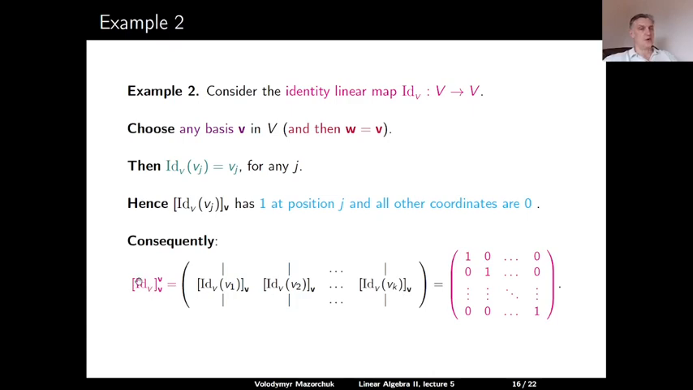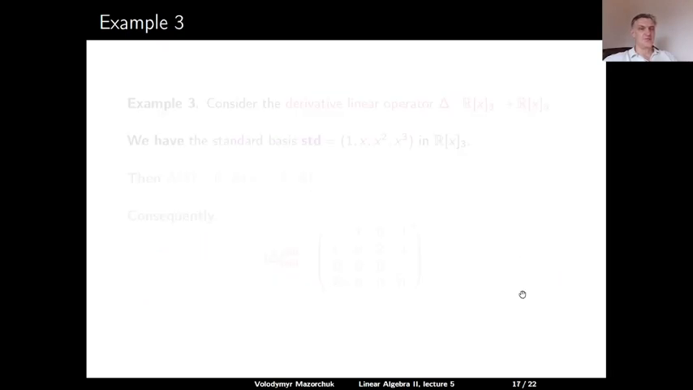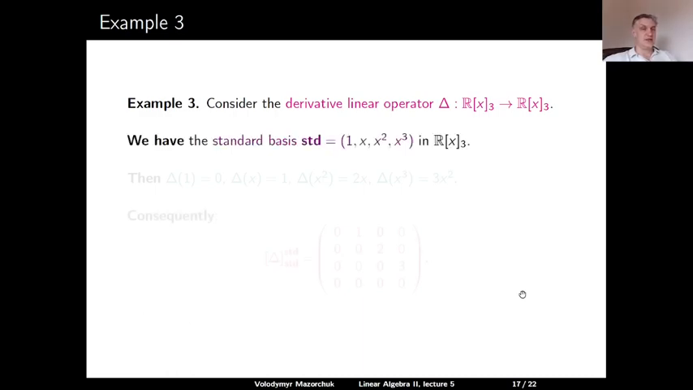So the matrix of the identity linear map in any basis is the identity matrix. Example 3. Consider the derivative linear operator from the vector space of all polynomials of degree at most 3 to itself. The standard basis in this vector space consists of the polynomials 1, x, x squared, and x cubed. So the derivative of 1 is 0, the derivative of x is 1, the derivative of x squared is 2x, and the derivative of x cubed is 3x squared.